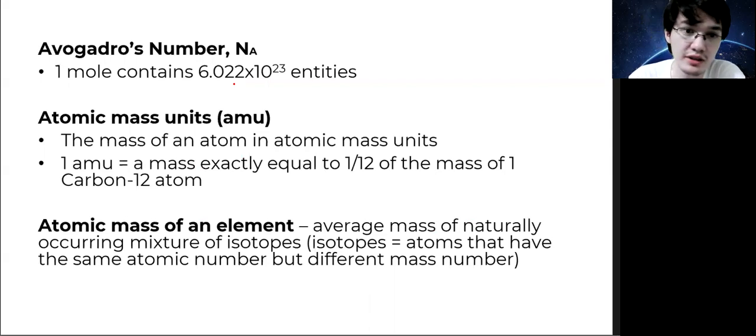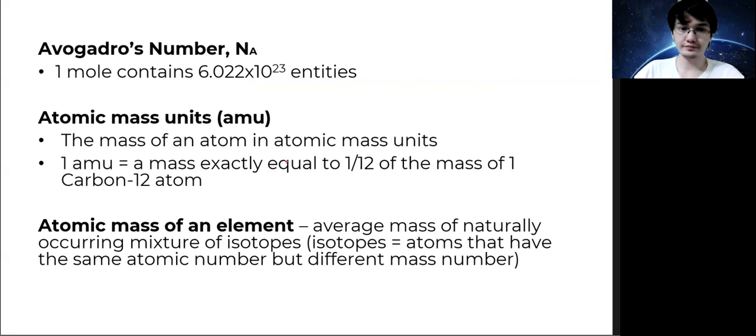Then we have atomic mass units. It is the mass of an atom in atomic mass units. So 1 AMU is equal to the mass exactly equal to 1/12 of the mass of one carbon-12 atom. So basically, we are just defining the terms that we will be using for our calculations.